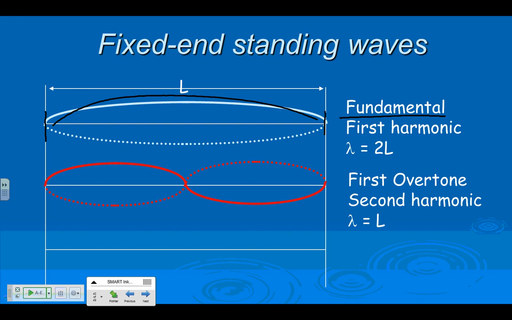Second harmonic is also known as the first overtone. There's a bass tone, and then there's an overtone, and there's a second, third, fourth, fifth overtone. Hypothetically, there's an infinite number of overtones.